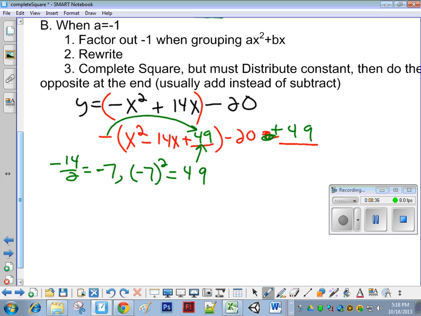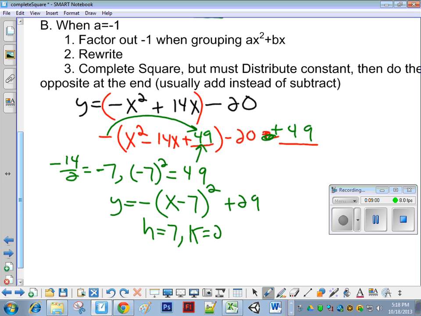So when I write my equation, y equals, negative comes right before everything. And I know that dividing by 2, I got negative 7, so it's x minus 7 quantity squared. Negative 20 plus 49 is plus 29. So my h value is the opposite of negative 7. My k value equals 29.